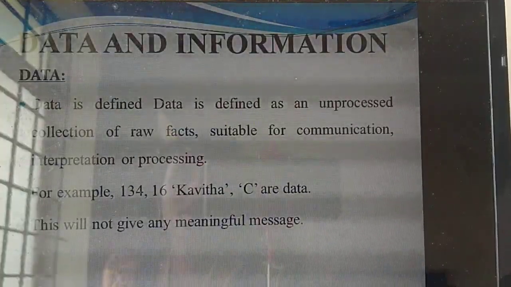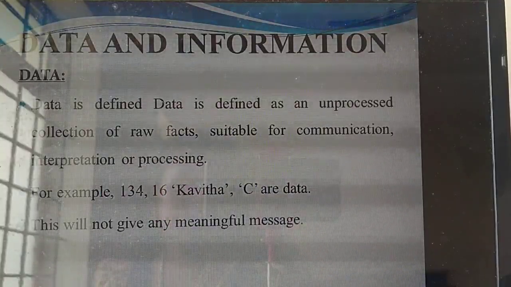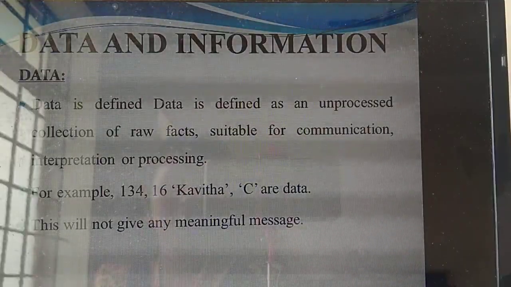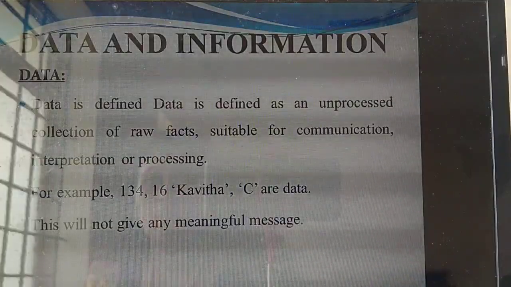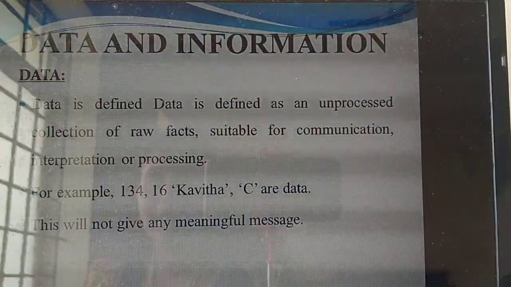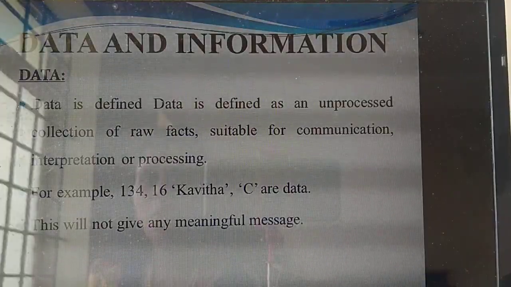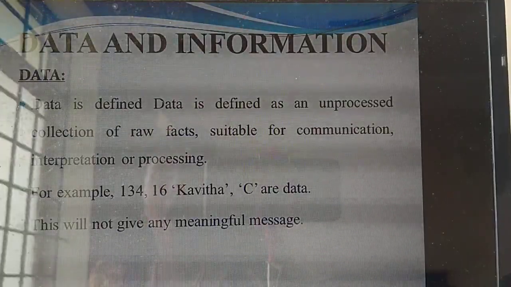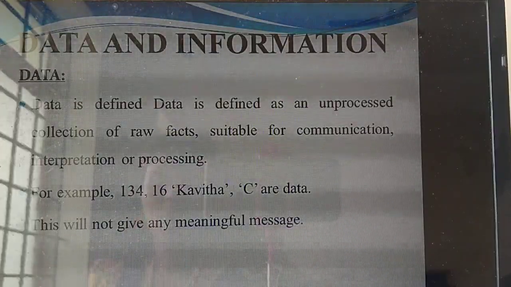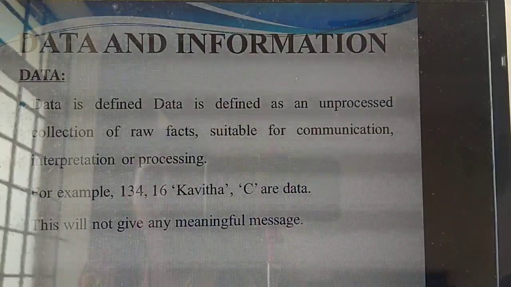So today we are going to study data and information. First I am explaining data. This is a very important 2 mark question. What do you mean by data? Data is defined as an unprocessed collection of raw facts. That means that particular thing will not give any meaningful message. What's the difference between processed and unprocessed collection? Unprocessed means unrelated things that you are collecting, but suitable for communication.